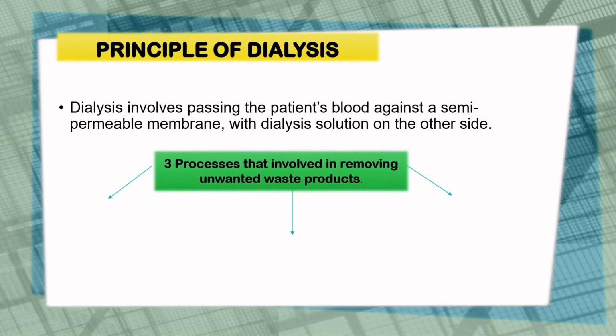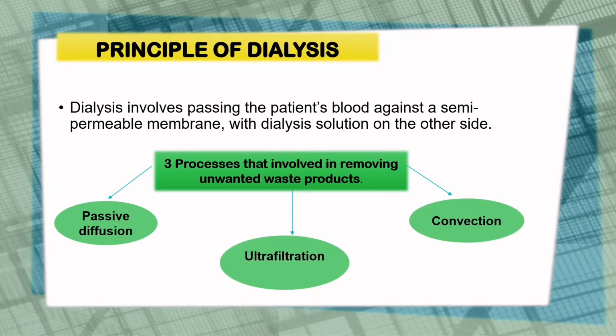Now, we will move on to the principle of dialysis. Dialysis involves passing the patient's blood against a semi-permeable membrane with dialysis solution, also known as dialysate, on the other side. There are three processes involved in removing waste products, which are passive diffusion, ultrafiltration, and convection.